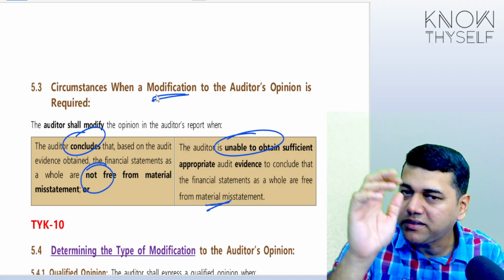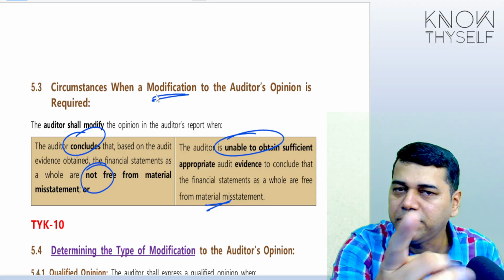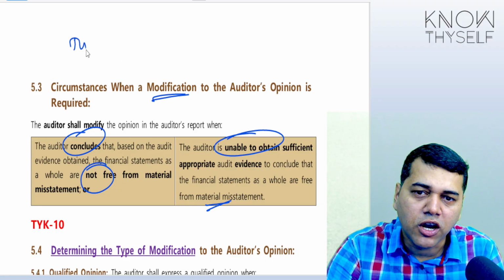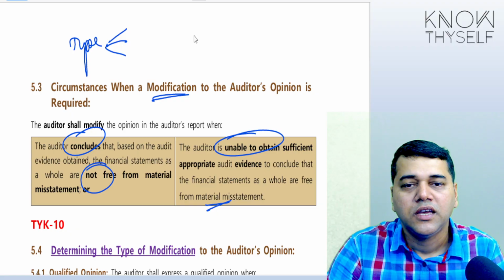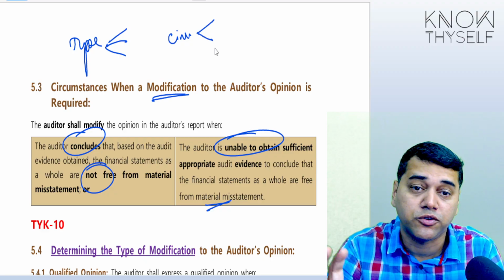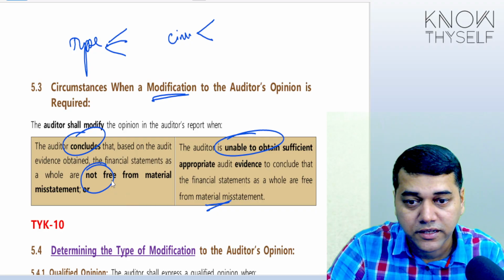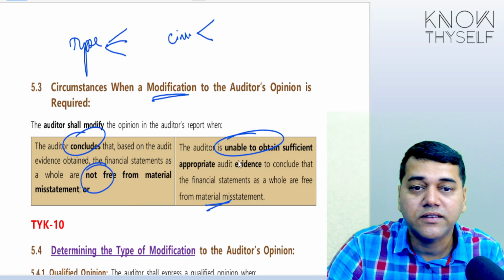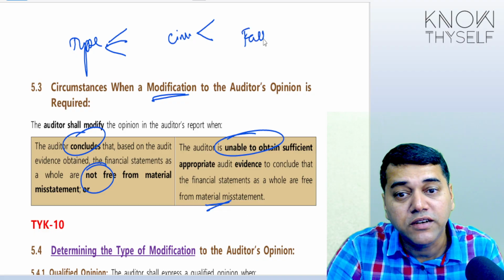See, students, please understand, there are different things here. They can ask you for 1 mark. They can simply take your mark. When they talk about type, you have to say there are 3 types. If they talk about circumstances, when you will issue modified opinion, there are 2 types of circumstances. You got an evidence that there is misstatement, or you didn't get the evidence that there is no misstatement. And there is one more thing: which factor will decide which type?